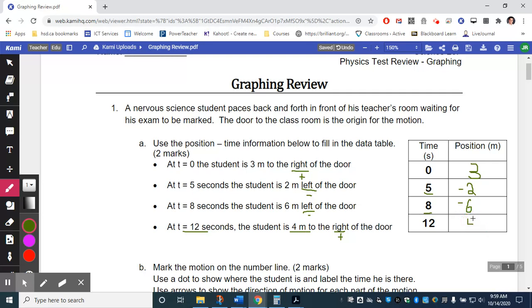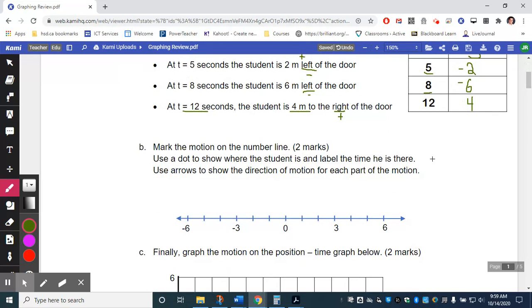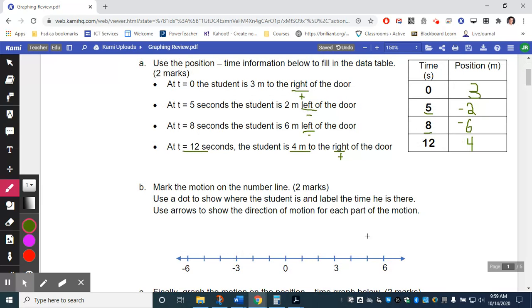So we always need a time and a position when we're doing graphing. We have all these pairs. Now we can kind of ignore all the writing. It's hard to sift information from there, but we did it, and it's in this table now. So now we can mark it on this motion line.